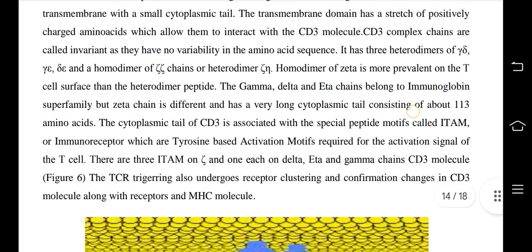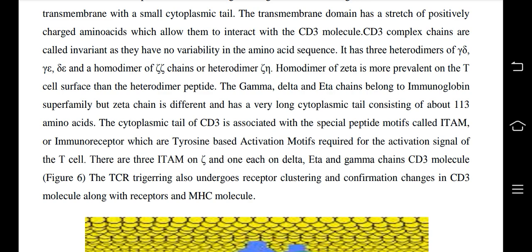It has three heterodimers, gamma delta, gamma epsilon, and delta epsilon, and a homodimer of zeta. The homodimer of zeta is more prevalent on the T cell surface than the heterodimers. The gamma, delta, and epsilon chains belong to the immunoglobulin superfamily, but the zeta chain is different and has a very long cytoplasmic tail consisting of about 113 amino acids.